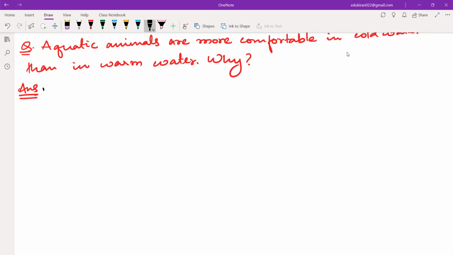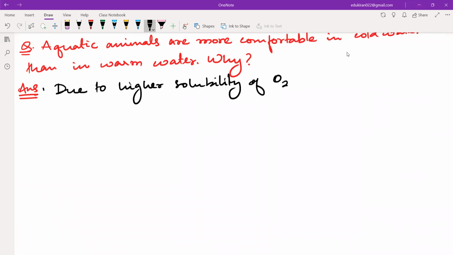Aquatic animals, हम हल्का लिख देते हैं, due to higher solubility of O2 in cold water, that is low temperature.